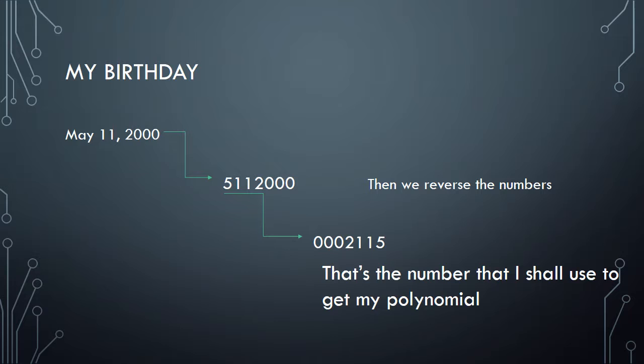My birthday is on May 11, 2000, meaning that my number will be 511-2000. Then we reverse the numbers and get 000-211-5. That's the number that I shall use to get my polynomial.